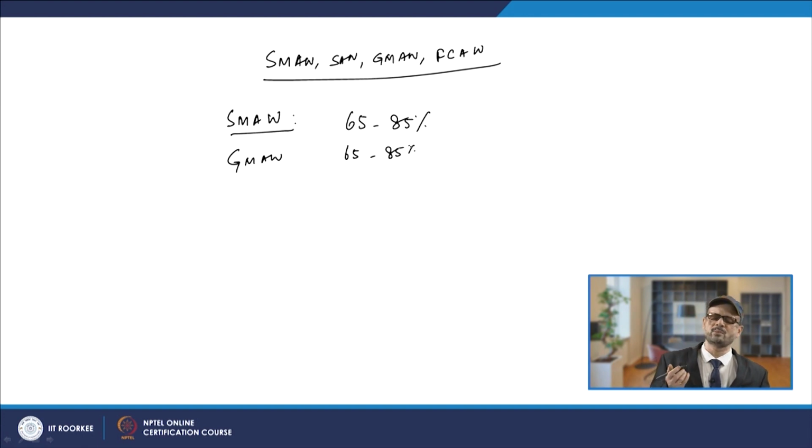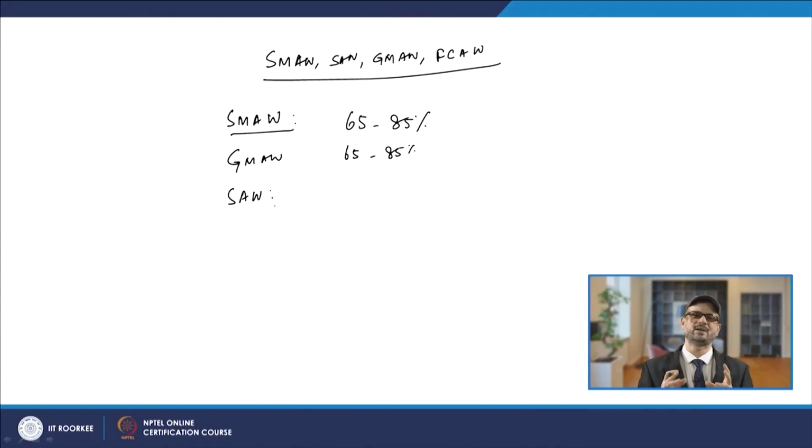Now, if you talk about the submerged arc welding, as you know, in this case you will have the blanket of flux which is covering. So, now this difference, the lower value, is somewhat not so high. It is because there is a loss of the heat to the surroundings also in such cases.